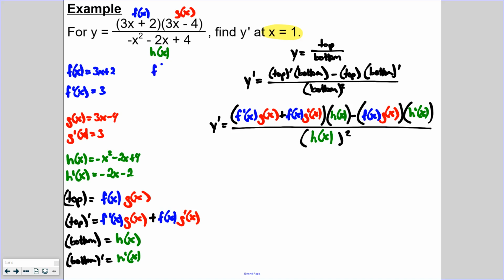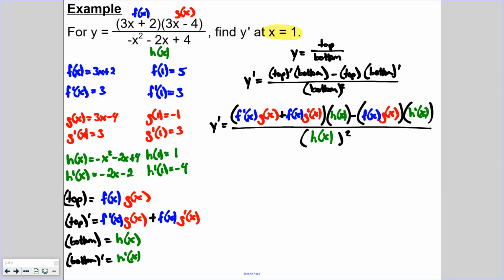So f of 1 is going to be 5, because 3 times 1 is 3, plus 2 is 5. F prime of 1, well, that's always going to be 3 no matter what the input is. G of 1 is going to be negative 1. G prime of 1 will always be 3. Now let's see, h of 1 is going to be 1, and h prime of 1 is going to be negative 4.